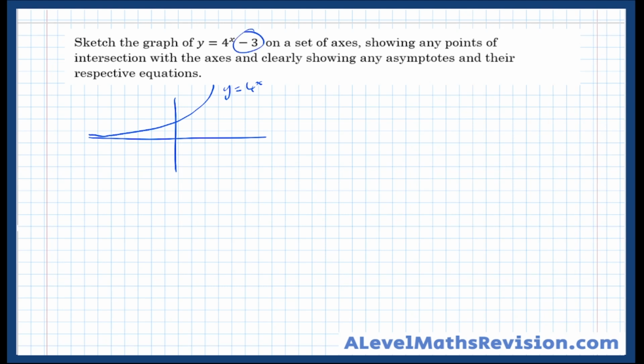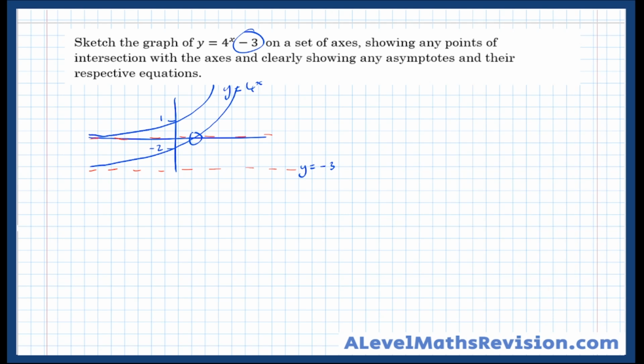Then what's going to happen? I'm translating it 3 downwards in the y direction. So the asymptote was here, but now it's going to be dropped 3 units like this, as is the graph. So it's going to look like that. It originally crossed at 1, but having been dropped 3 units, it's now going to cross at minus 2. And that there, y equals minus 3, is the equation of the asymptote.